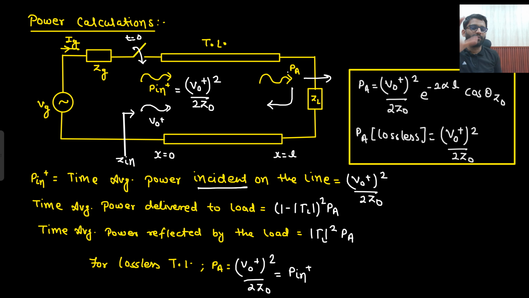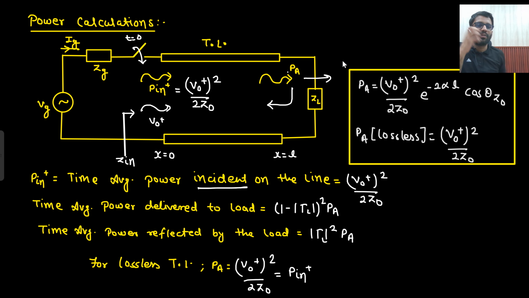So let's summarize what we have seen till now. Just as the switch is closed, V naught plus is generated. That is the power incident on the transmission line, V naught plus square divided by 2 Z naught. This power travels through the transmission line. If the line is lossy, it loses amplitude; if not, the complete incident power reaches the load. Some power is reflected back and some is transmitted to the load. Reflected power is gamma square into PA, and transmitted power is 1 minus gamma square into PA.